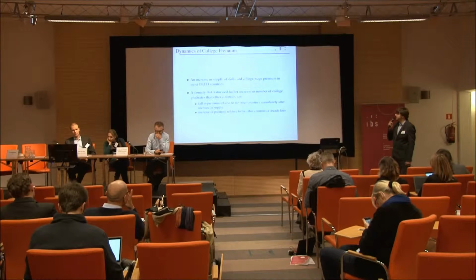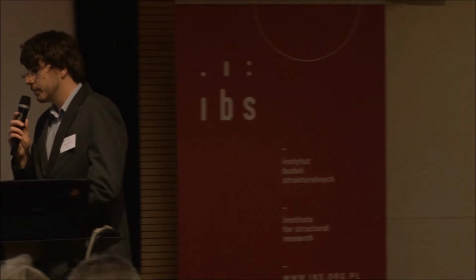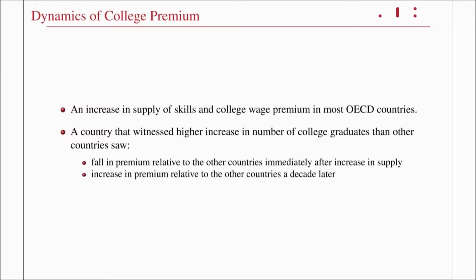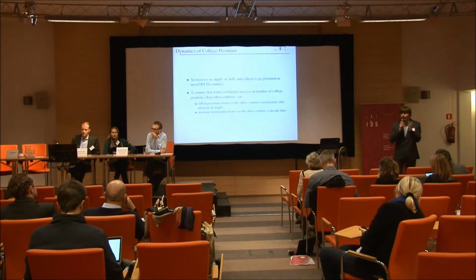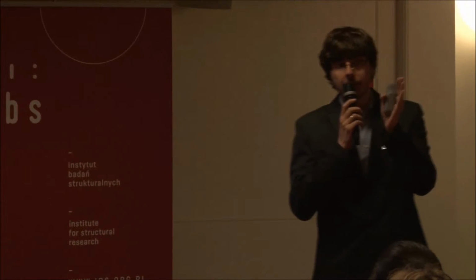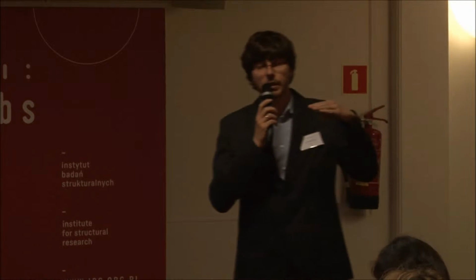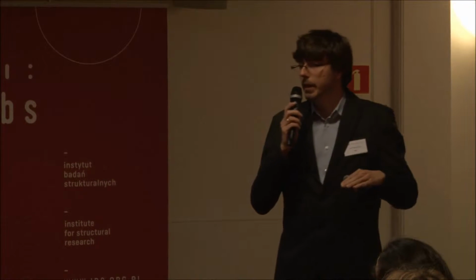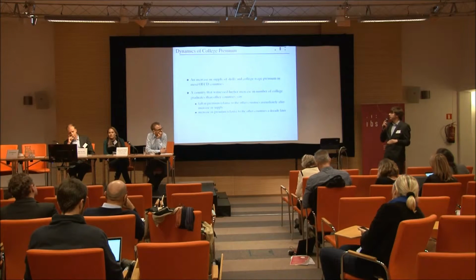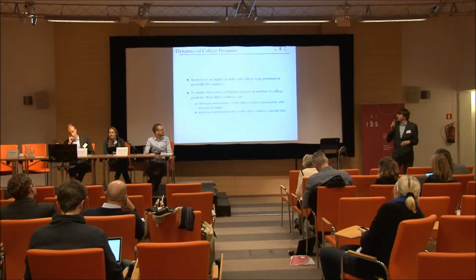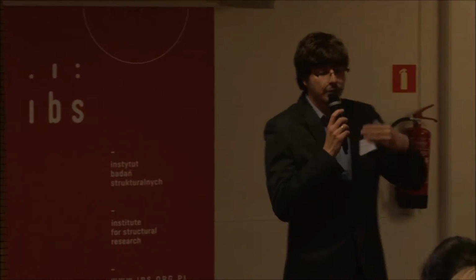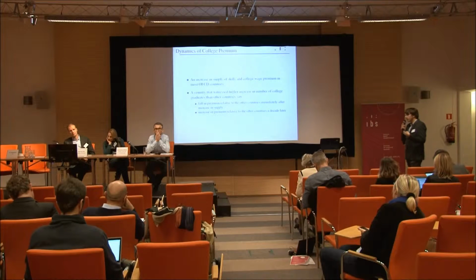Now a new piece of information. According to the econometric results, which I will show you in a second, if at any point in time a country sees a very large increase in the number of college graduates, more than in other countries, then at this point the college wage premium in this country relative to the other countries will fall, which is in line with the standard downward sloping demand story. But then what I also find is that a decade later, the college wage premium in this country will actually increase. This country will notice an abnormal increase in college wage premium more than in other countries.